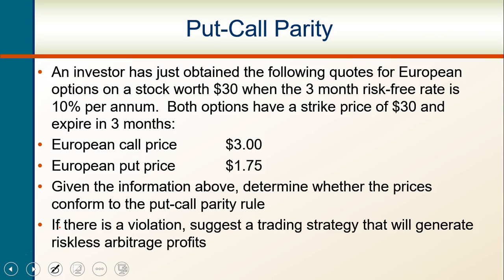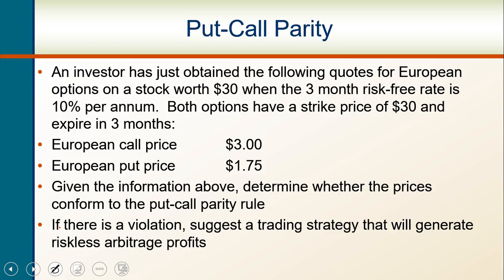And the rate assumed is 10% per annum, very high for a risk-free rate, but that's how the problem is set up anyway. Then we have the fact that both options, a call option and a put option, have a strike price of $30. So that is our E. The European call price or call premium is $3, and the put price is $1.75.